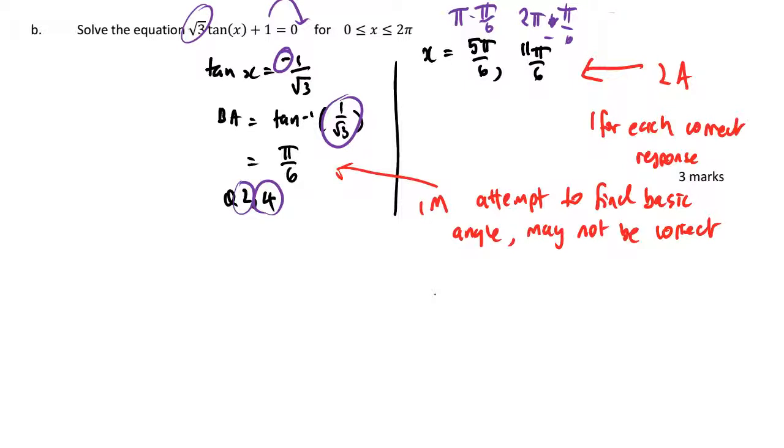And we can see the marking there was you needed to work out in some way what the basic angle was equal to, and you also needed to get the correct answers. Notice that there's 2 marks there, one for each of those correct answers.